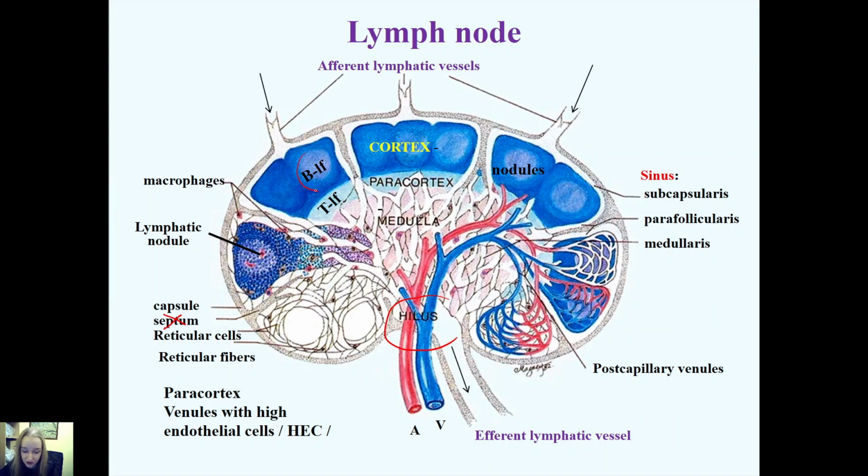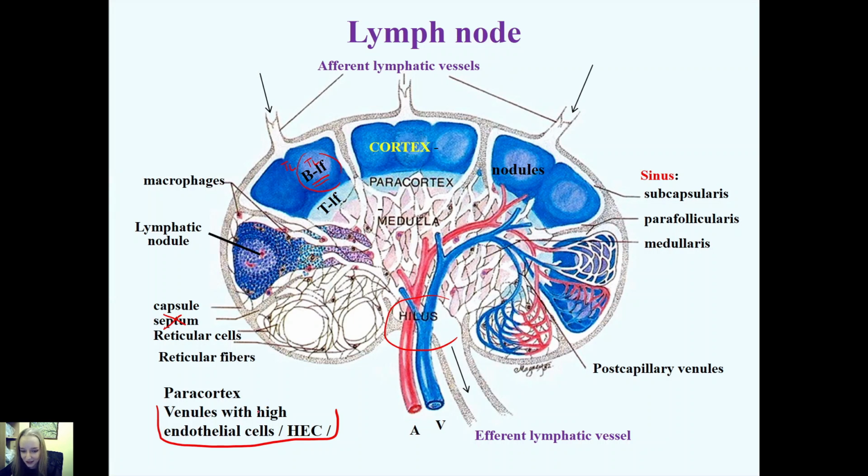Cortex contains follicles. Follicles contain mostly B lymphocytes, but there are also T lymphocytes there. Don't forget that. And also T lymphocytes are around follicles in the cortex. And the paracortical region is important because it contains many T lymphocytes. The paracortex has something called high endothelial venules that are very important, because T lymphocytes will enter lymph nodes through these venules.